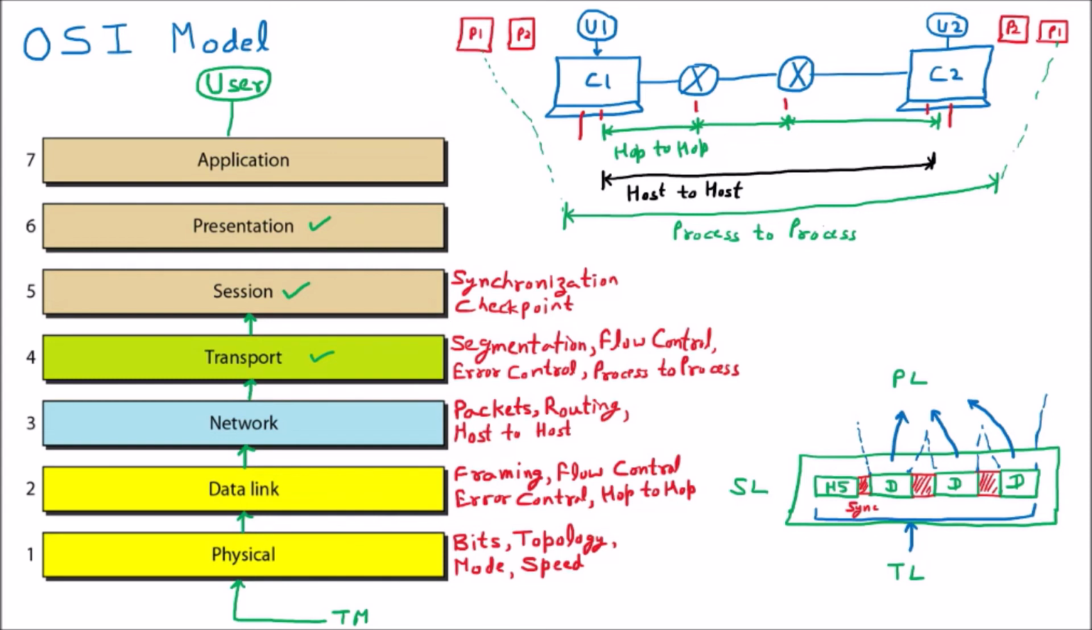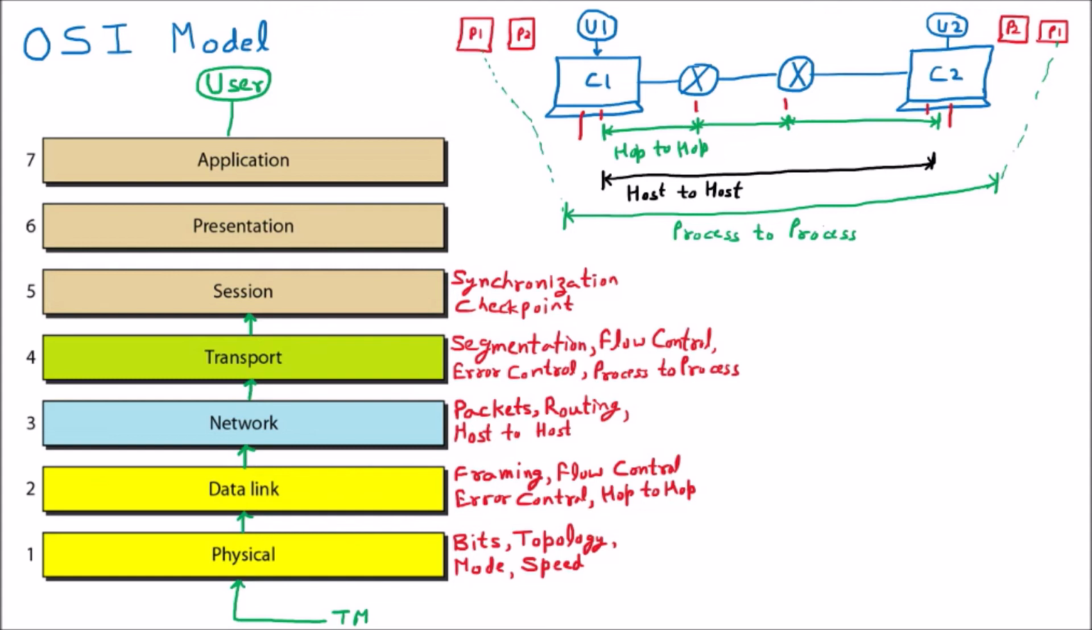Only the header is removed and data is taken. So that is the diagram. Now we are discussing the next layer, which is the presentation layer. Now the data is going to pass from the session layer to the presentation layer.